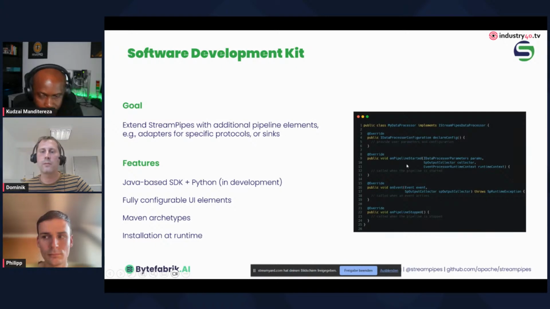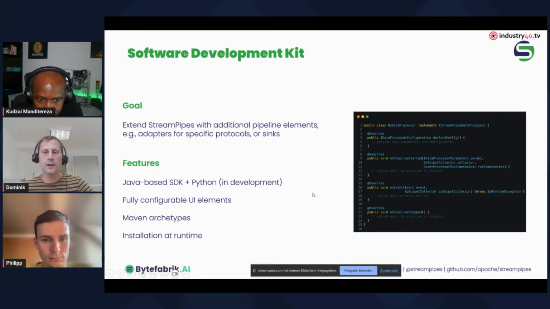The first one is called onPipelineStarted. That is being called when the user starts a pipeline that makes use of that pipeline element. So you can create database connections or whatever is needed upon start of a pipeline. And then there's an onEvent method that is called every time an event arrives. So that's where you put the business logic of your own data processor. And in the end, there's an onPipelineStop method, which you can use to clean up anything, because that's called when the pipeline is stopped. That is part of the pipeline element.